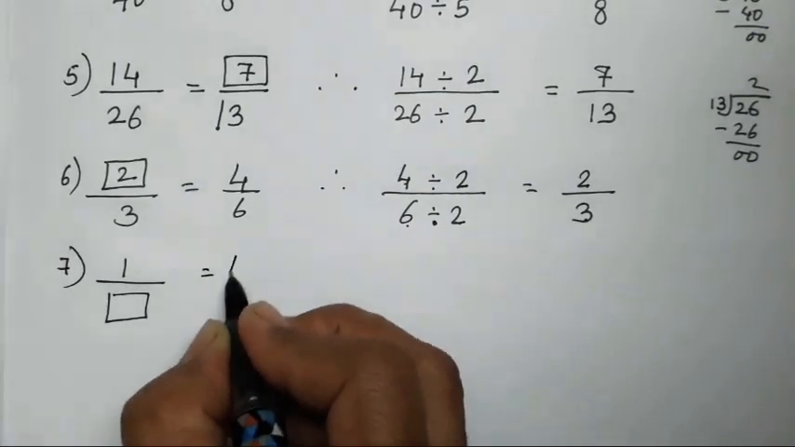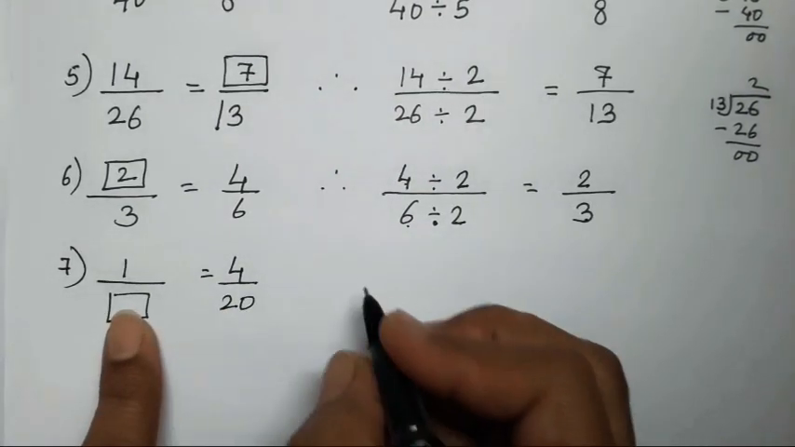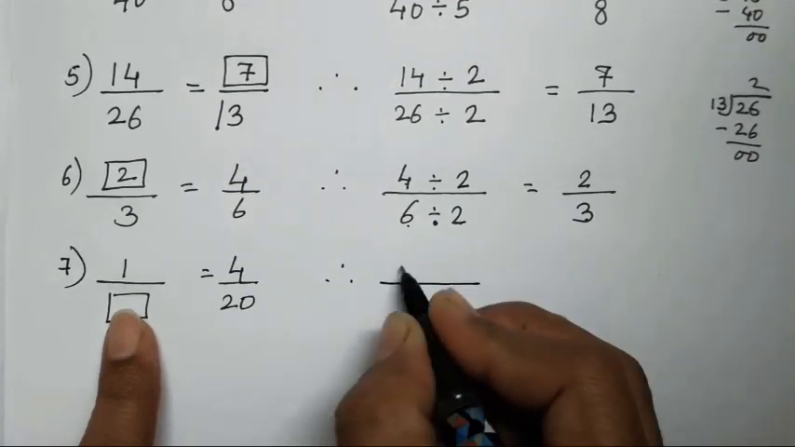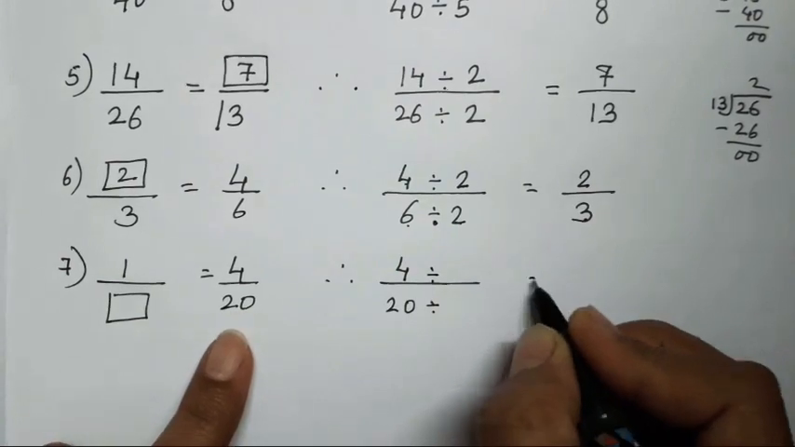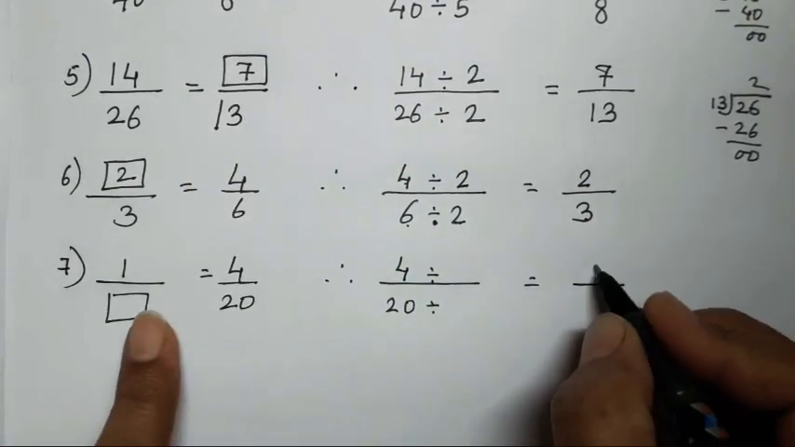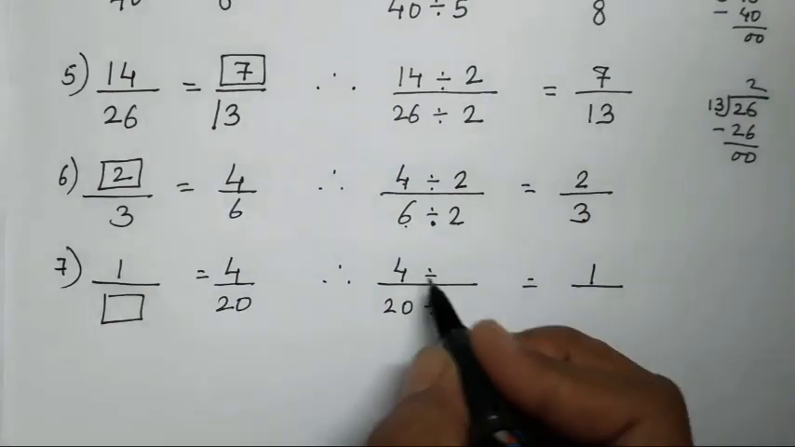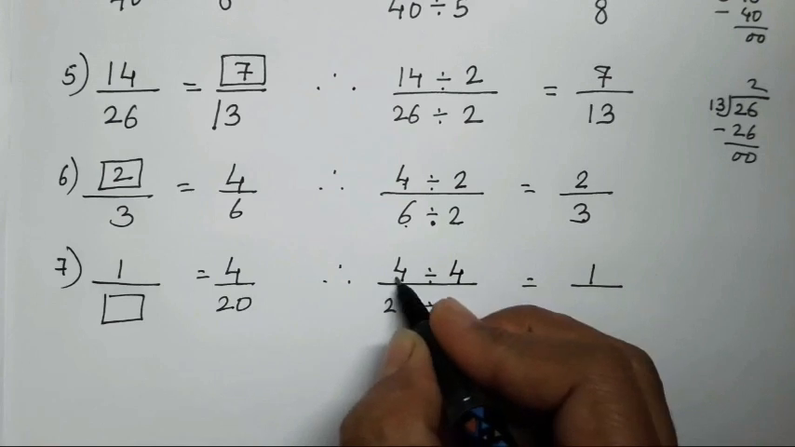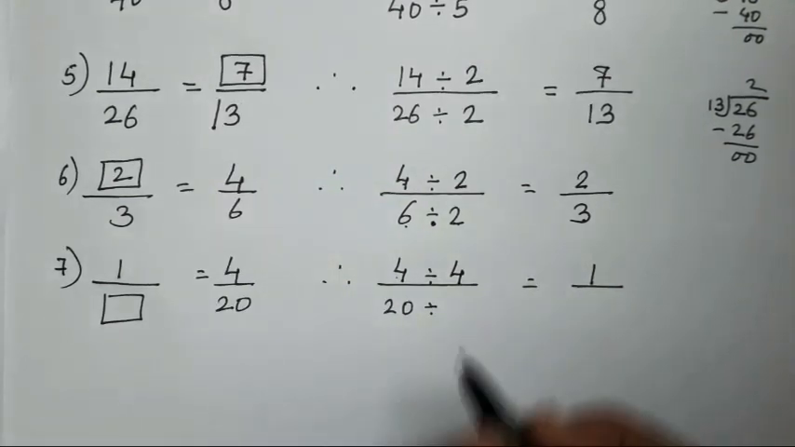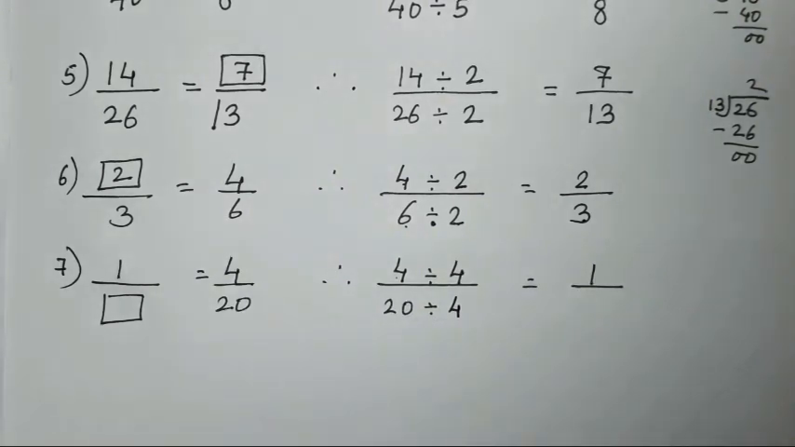This you have to find. 4 upon 20. Again a bigger number has been given, smaller you have to find. That means again you have to divide the given fraction. Okay, so 1 has been given over here. Now what do we divide by 4 in order to get 1? Obviously 4. 4 divided by 4 is going to be 1. If we are dividing 4 over here, that means 4 over here also we have to divide.